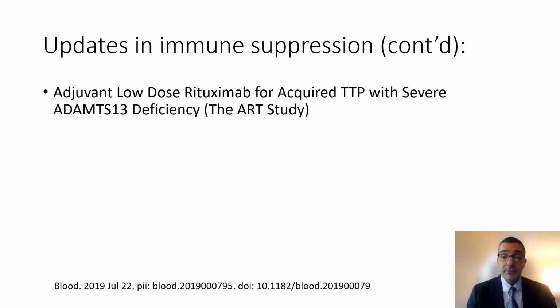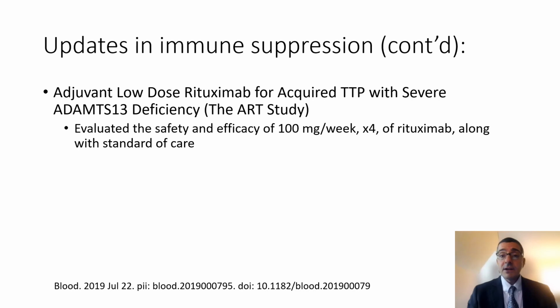Well, what about the dose of rituximab? A small study was done, the ART study, which looked at just giving 100 milligrams a week for just four doses, along with standard of care. The standard dose of rituximab is 375 milligrams per meter squared, so for most people, that first dose is more than what was given in this study, and then another three doses like that were given. The reason 375 milligrams per meter squared is given is because that's the lymphoma dose. That's the FDA-approved dose for lymphoma and rheumatoid arthritis. And so that's what we know works, and there's no evidence for us to use something else.